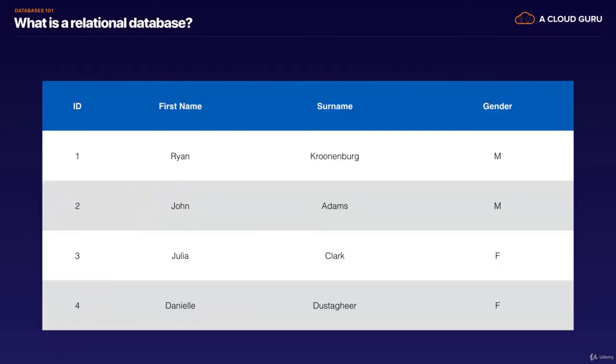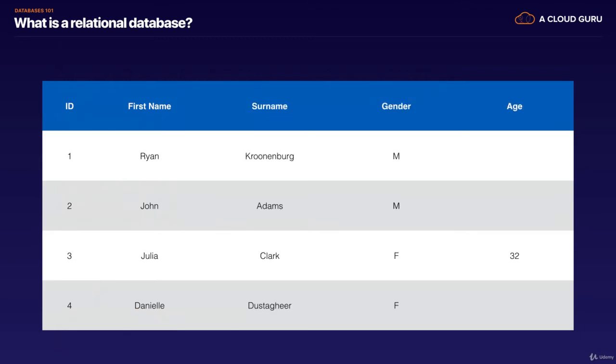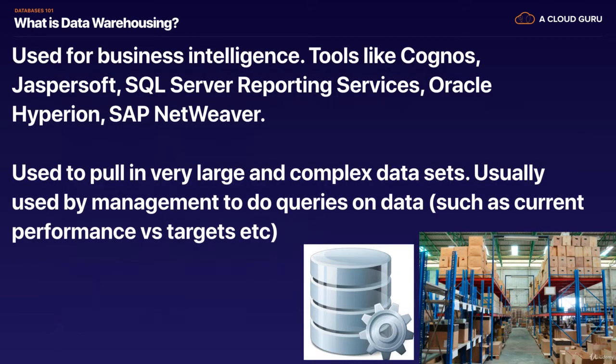Now, if I was to do this in a relational database, let's have a look at my relational database here. If I was to add a new field, the problem is that the new field is added across all my records. So I've added a new column, and suddenly I'm missing data for Ryan, John, and Danielle, but I've got data for Julia. So that's the difference between non-relational and relational databases. You can have as many different columns as you want for any given row within a non-relational database, but for relational databases, you basically have to keep some kind of consistency across all the records.